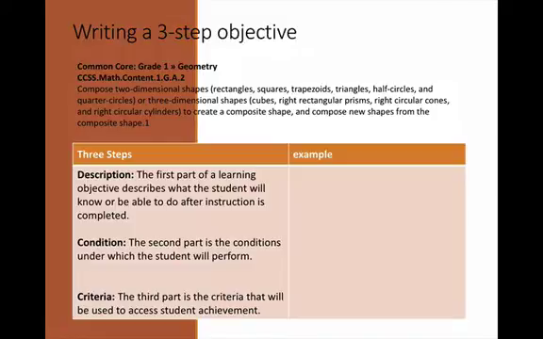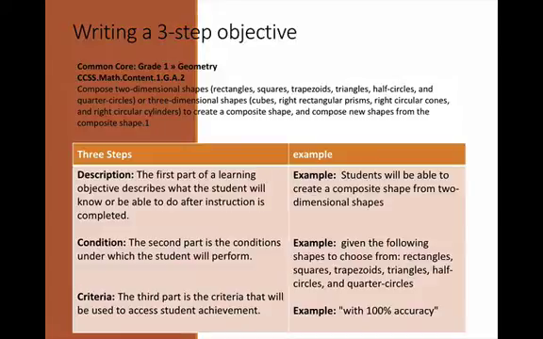So I've used geometry as my standard. It is first grade geometry. So my three-step objective is: students will be able to create a composite shape from two-dimensional shapes, given the following shapes to choose from, with 100% accuracy.